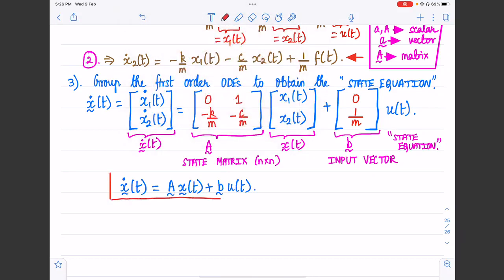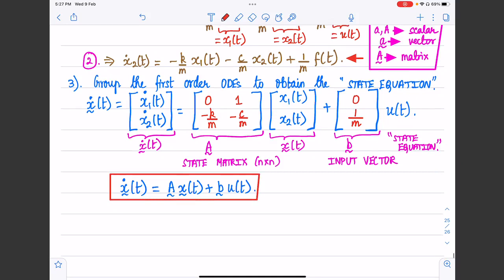So you can observe that this is point number 1. This is a vector matrix, vector ODE. Okay, so that's the first point. And we have managed to rewrite an nth order ODE as a set of n first order ODEs, albeit in a vectorized form. So this is what is called, once again, the state equation in general.